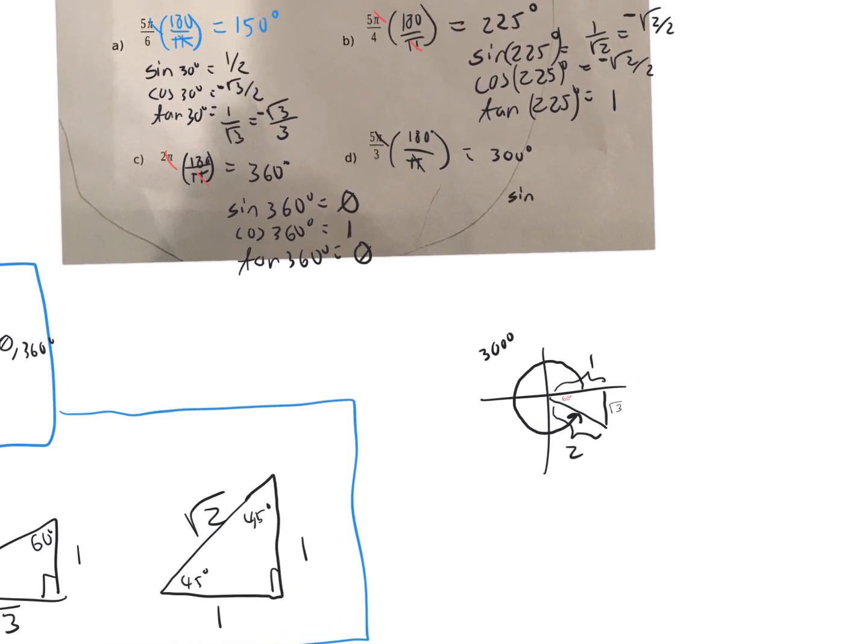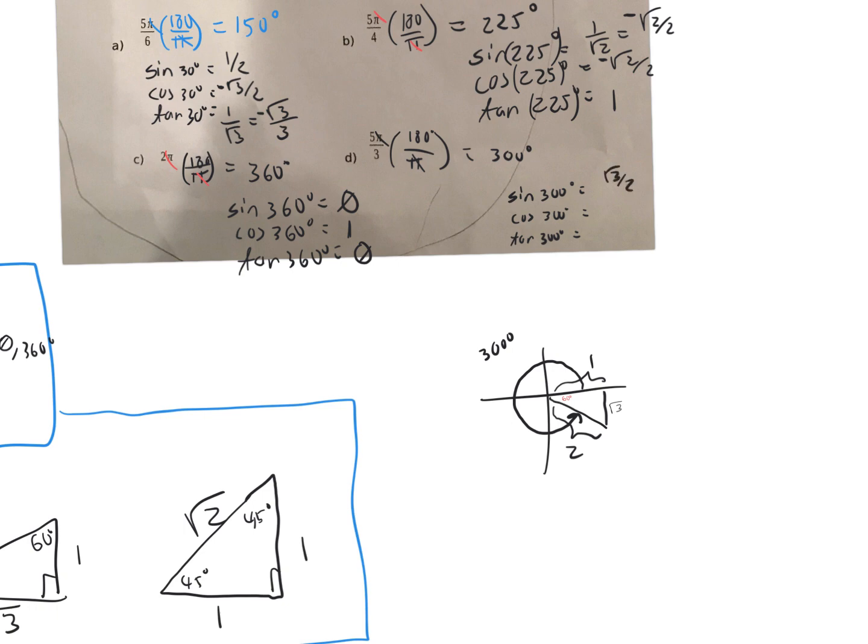So let's set things up. Sine of 30° is going to be something. Cosine of 30° is going to be something. And tan of 30° is going to be something. So the sine is going to be the opposite over the hypotenuse. So the sine of 30° is going to be radical 3 over 2.